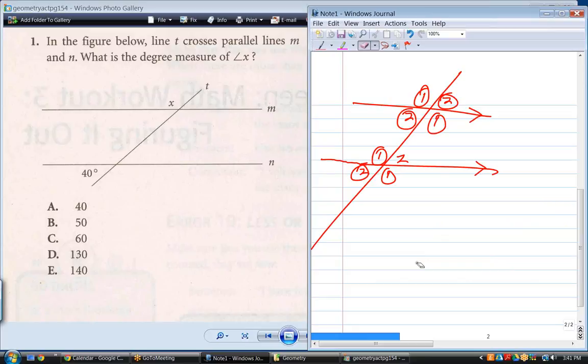If you have a question or aren't understanding something that I'm saying, please say something. Don't let me just go right on. I never want to go forward until you understand what we've covered. So in this picture, we have two parallel lines, M and N. We have a transversal. What's the measurement of X?